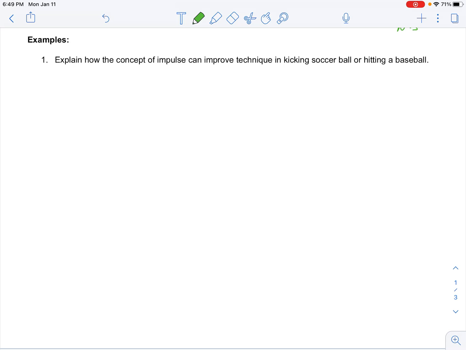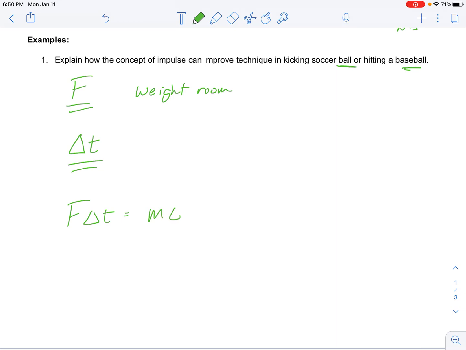So, in sports, if we want to change the amount of speed that we give to a ball, there's a couple things we could do. We could apply a bigger force, and for that, your coach might send you to the weight room. But let's say you've maxed out the amount of force that you can apply. The next thing you can do is apply that force for a longer period of time. And if you apply the force for a longer period of time, then you will have a greater change in momentum.